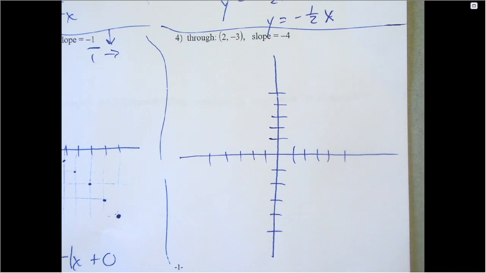I'm just going to wait for people to draw 4 so I can make sure everybody has it drawn before I go through it. Have we got our graph drawn?